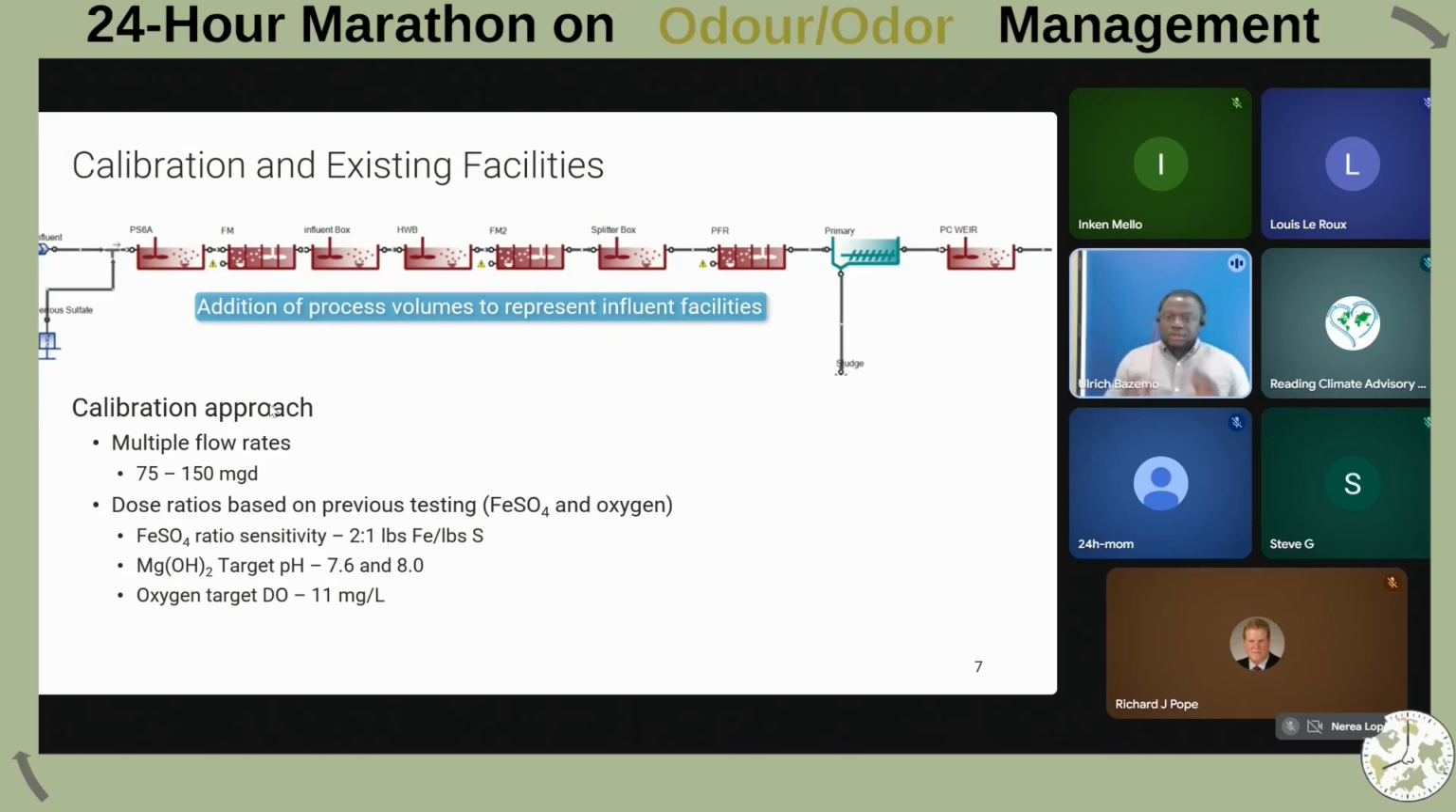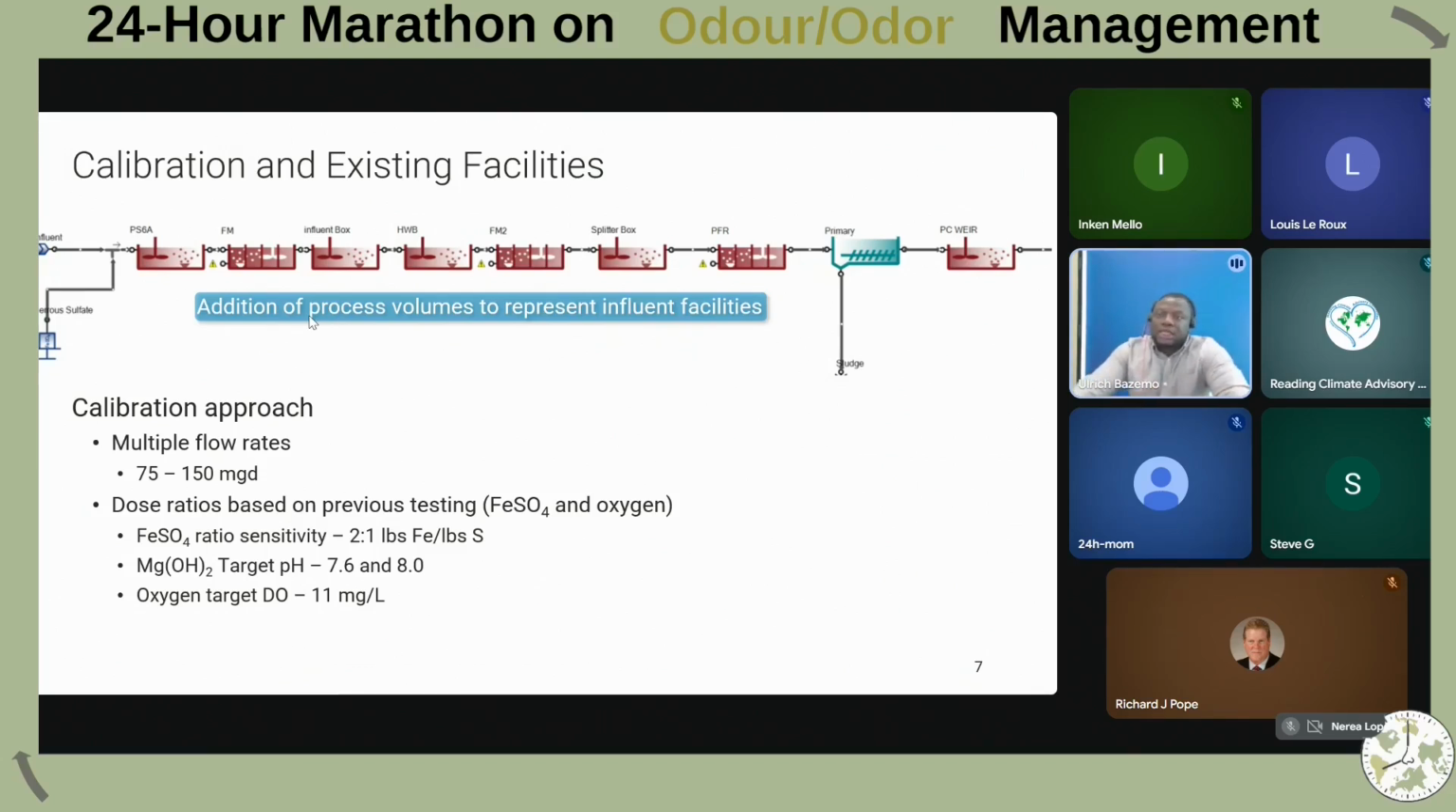We used the SUMO 2S model, and using the plant data, the focus was really at the front of the plant, from the raw influent through the preliminary treatment and through the primaries. We added the process volumes to represent the influent facilities, and we calibrated the model at different airflows so we can cover the flows that were coming into the plant.